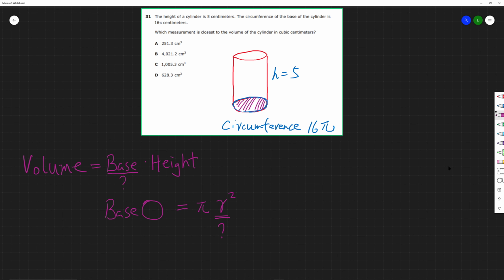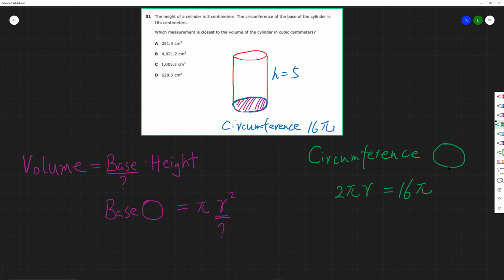We have not used this circumference. So probably this circumference, let's see if this one can help us. Circumference. The circumference of the base is a circle, all right? So we know for the circumference of a circle, the formula is 2 pi radius, right? That's a formula. And we also know the result is 16 pi. So this formula will give us 16 pi, right?